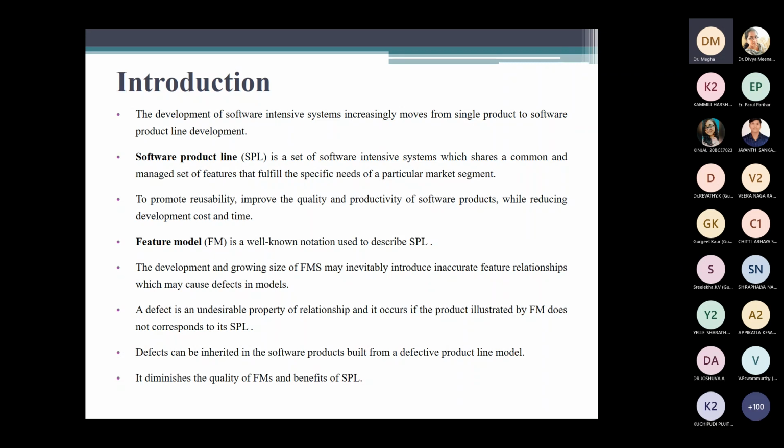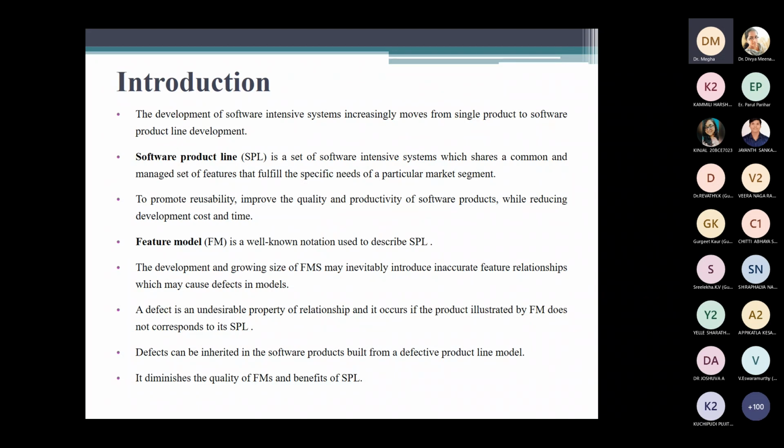So let's understand one thing. For example, we have a product line with us. Now this product line is already having a few defects in it. Now when we derive some valid products from that defective product line, what will happen? Those defects by default will get inherited into the new products. So that is going to create trouble. So defects can be inherited in the products which are built from a defective product line model.